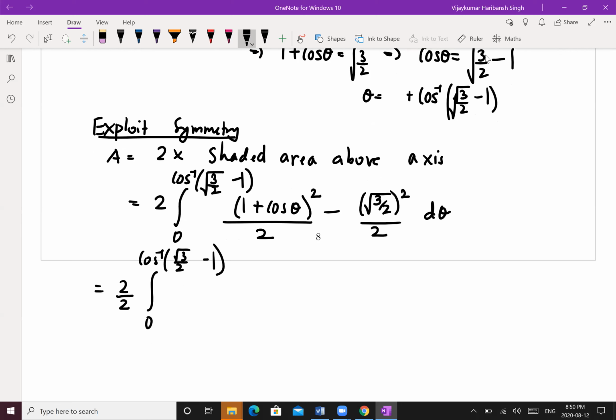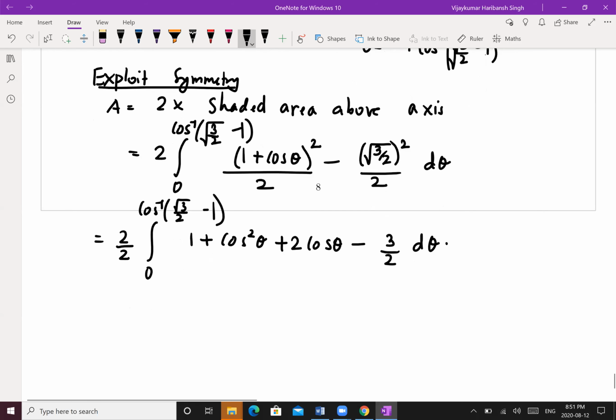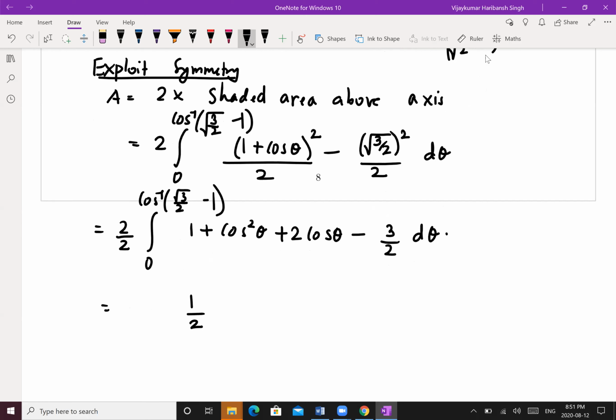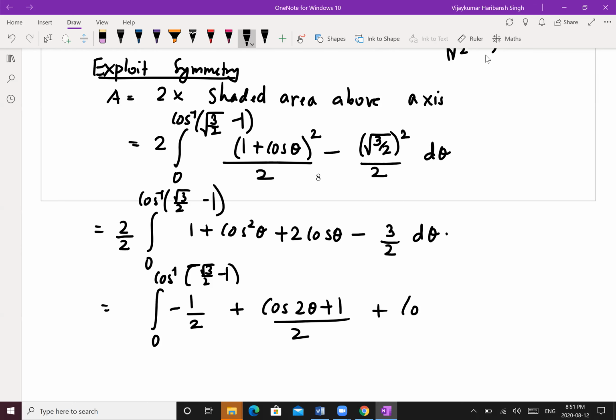So we have 2 by 2, 1 plus cos square theta plus 2 cos theta minus 3 by 2. So this is going to be 1 by 2 minus 1 by 2 actually, because you're subtracting 3 by 2. So we have minus 1 by 2 from 0 to cos inverse of root 3 by 2 minus 1, of plus cos 2 theta plus 1 divided by 2 plus cos theta d theta.